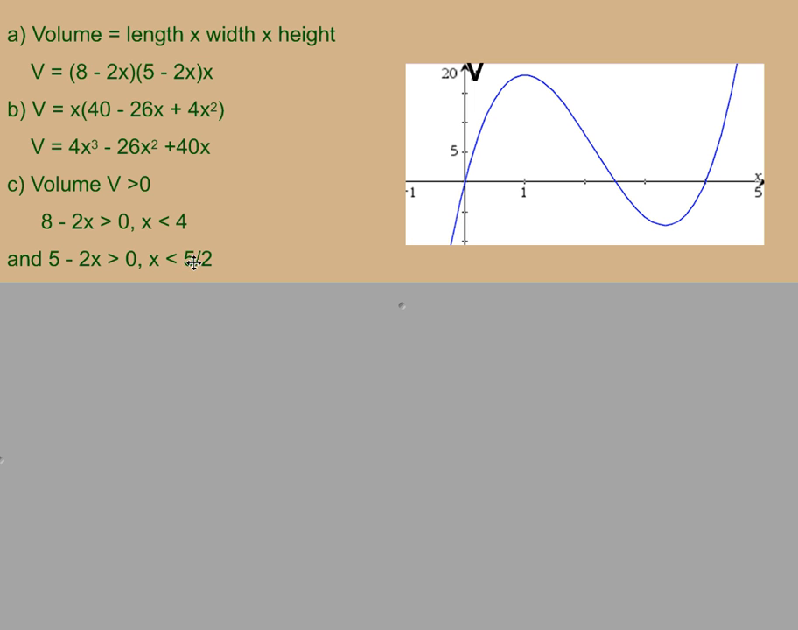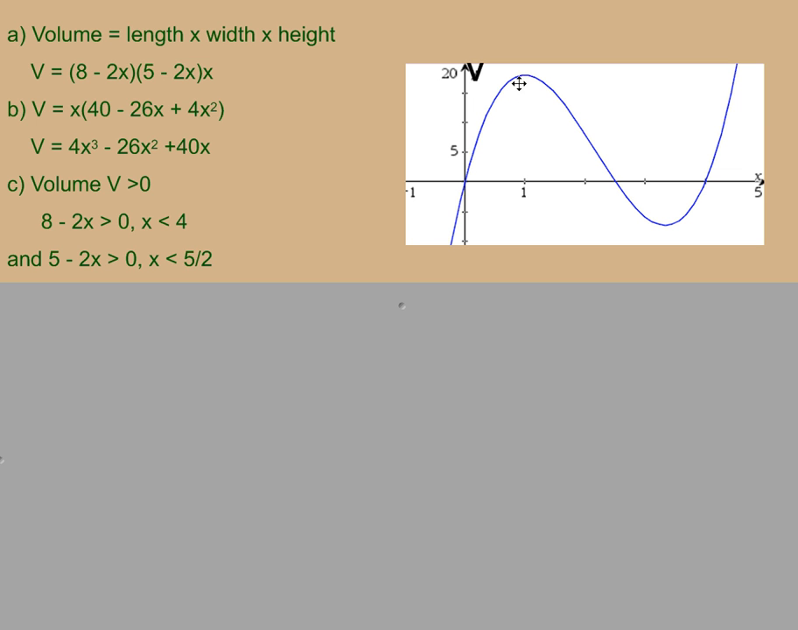So if we look at this one, X being less than 5.5, let's say we take X equal to 2. X is 2, so that's positive. 5 minus 4 is 1, that's positive. And 8 minus 4 is positive. So therefore, X is going to be between 0 and 5 on 2, which is basically what the graph is showing.